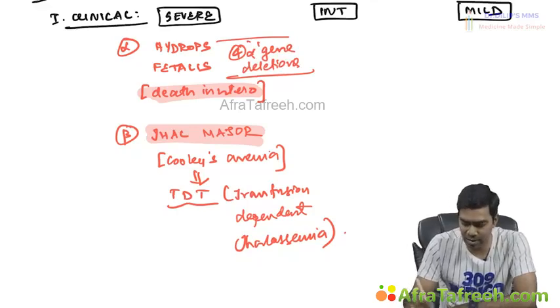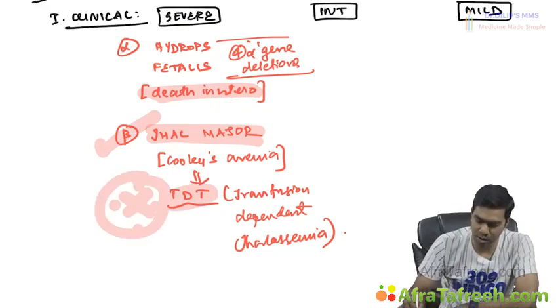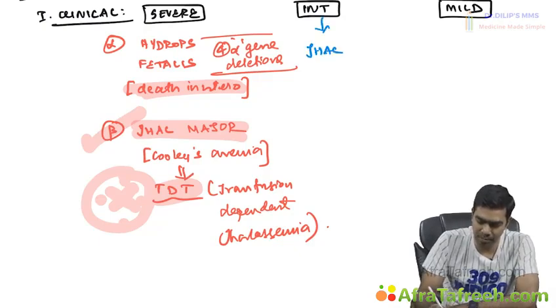This transfusion dependency is the key to diagnose thalassemia major clinically. So this is the key. Without this you cannot diagnose a thalassemia major. That is the key for branding a patient as a thalassemia major. Otherwise you can't tell the patient as a thalassemia major. So for the intermediate, only one thing is there. Typically we tend to call them thalassemia intermedia.